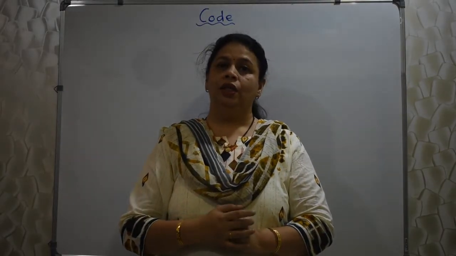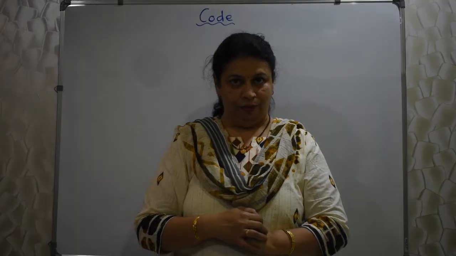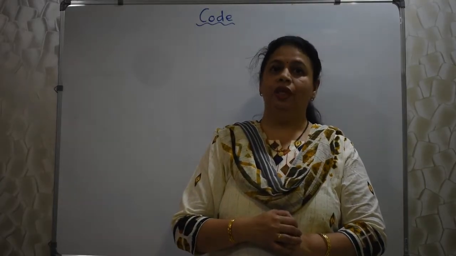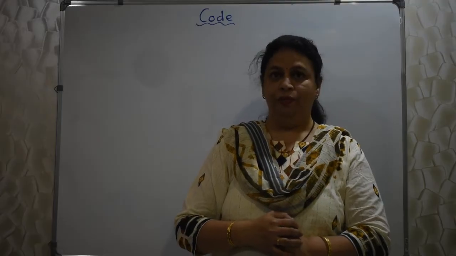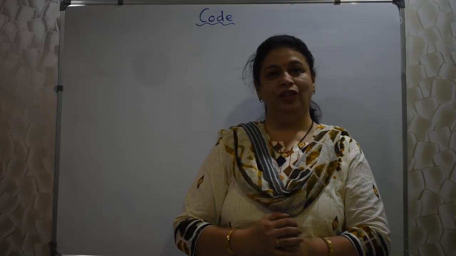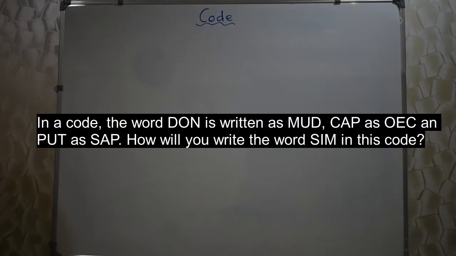Students, the questions will appear on the screen. In some of the questions even I will give you the options, okay, whenever needed. Let's go ahead with the first question. In a code, the word DON is written as MUD, CAP as OEC and PUT as SAP. How will you write the word SIM in this code?